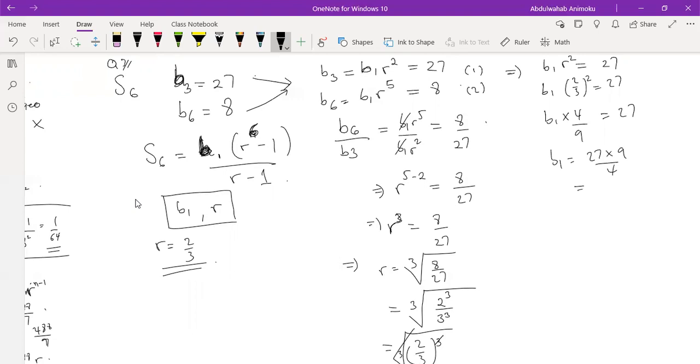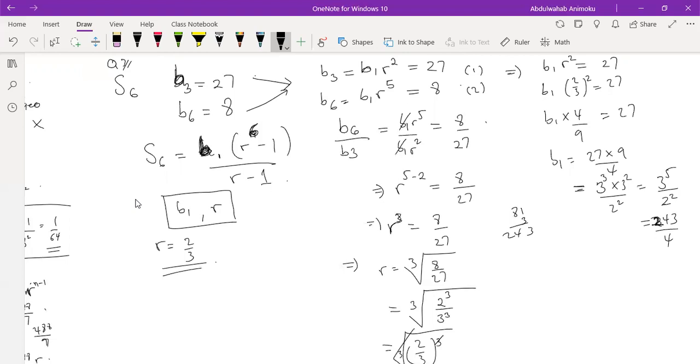Okay. Now that we have this, so this is 3 raised to power 3 times 2 squared. So this is 3 raised to the power 5 over 2 squared. So what's 3 raised to the power 5? Let me just cross check that. 3 raised to the power 4 is 81. 81 times 3 is, okay, 243, right? 243 over 4. That is B1.